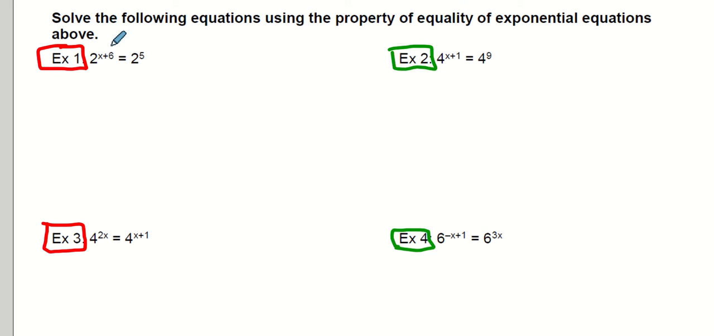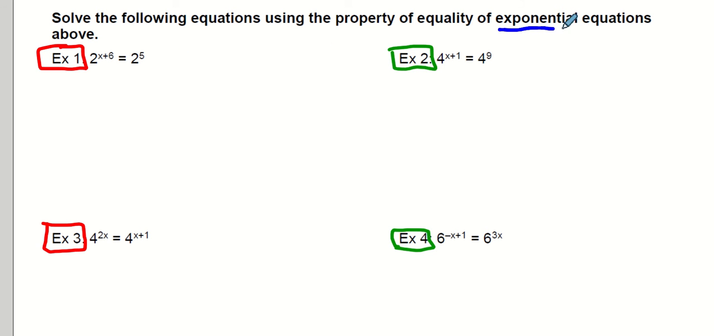What I've done here is the ones that I'm going to work out are in red. The ones I want you to do or work out yourself are in green. So I'm going to do the red ones. You're going to do the green ones. Now, what we're going to be doing first is solving exponential equations.